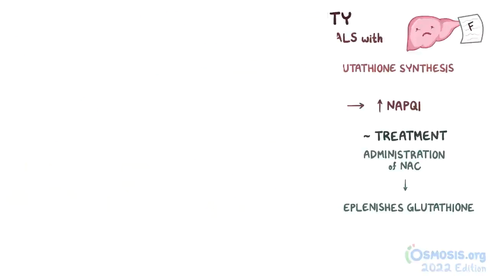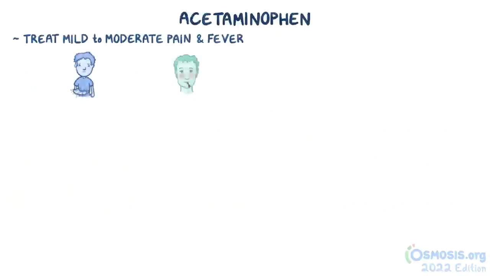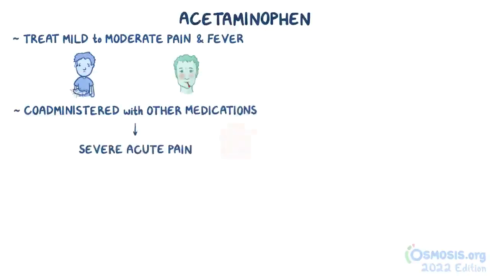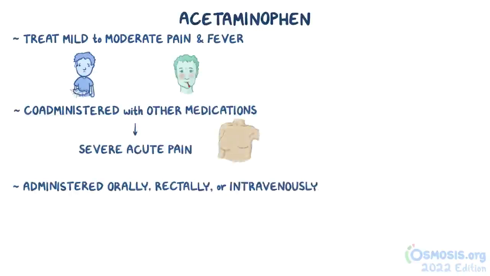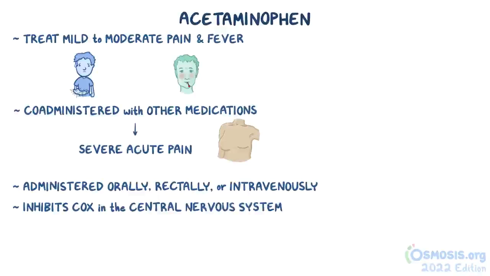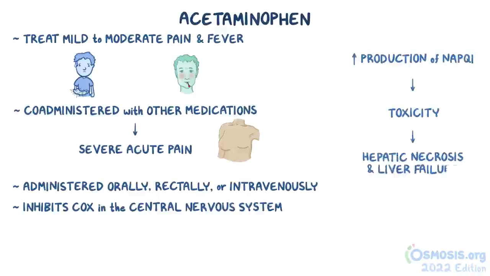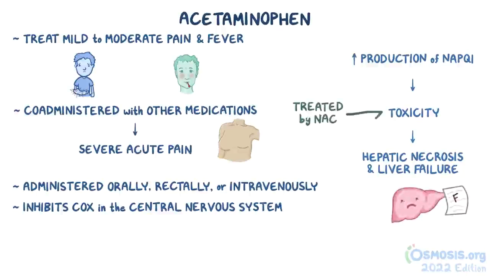Alright, as a quick recap. Acetaminophen, also known as paracetamol, is mainly used to treat mild to moderate pain and fever, but it can also be co-administered with other medications to treat severe acute pain. Acetaminophen is administered orally, rectally, or intravenously, and it works by reversibly inhibiting COX in the central nervous system. Finally, acetaminophen toxicity is caused by an increased production of NAPQI, which results in hepatic necrosis and liver failure, and it's treated by administration of N-acetylcysteine.